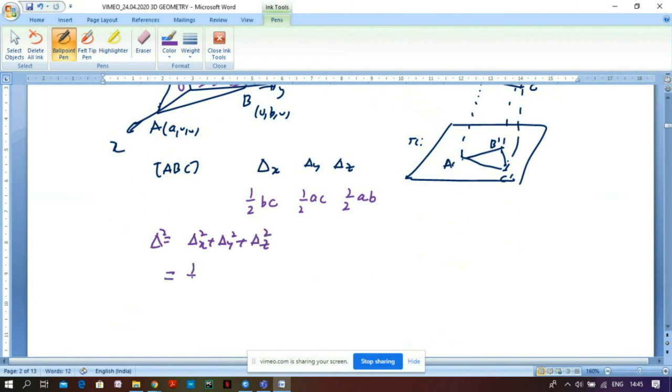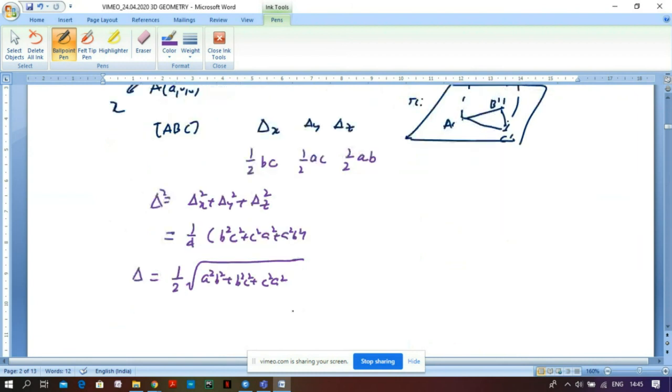So I can quickly write 1/4, and this is b square c square, c square a square, a square b square. And so delta comes out to be nice, half of square root of a square b square, b square c square, c square a square. So that gives you the area of the triangle whose vertices are something special, meaning all its vertices lie on the coordinate axes, and they are given here to be A, 0, 0, 0, B, 0, and 0, 0, C.